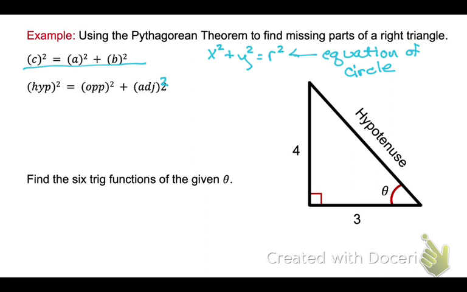Is there such a thing as adjacent to an obtuse angle? Well, then it isn't a right triangle. When we have non-right triangles and we go to solve them, we'll be using the law of sines and law of cosines.